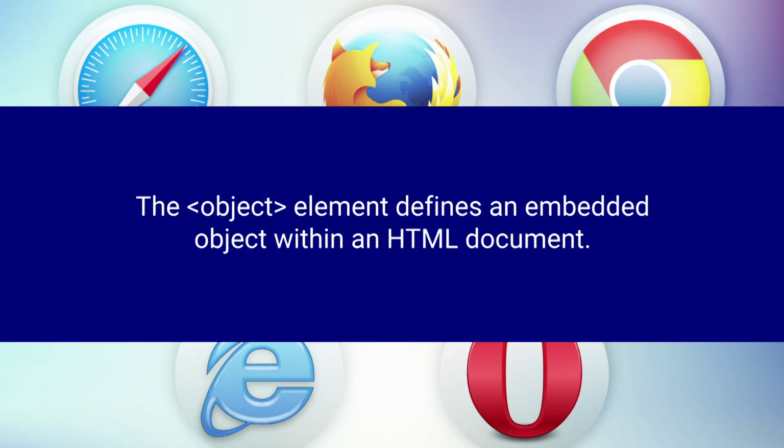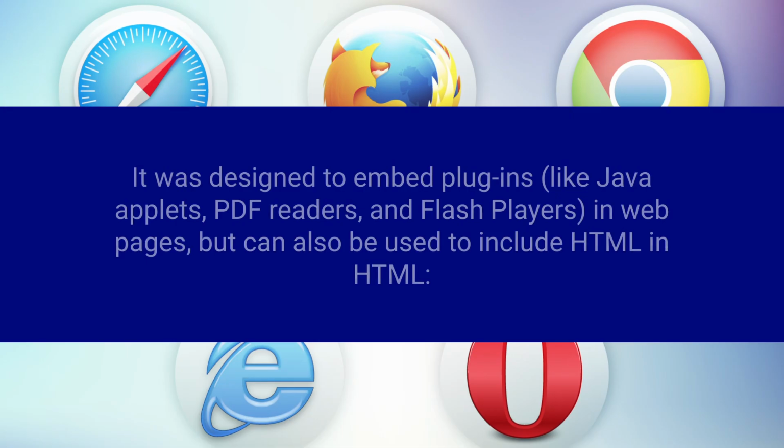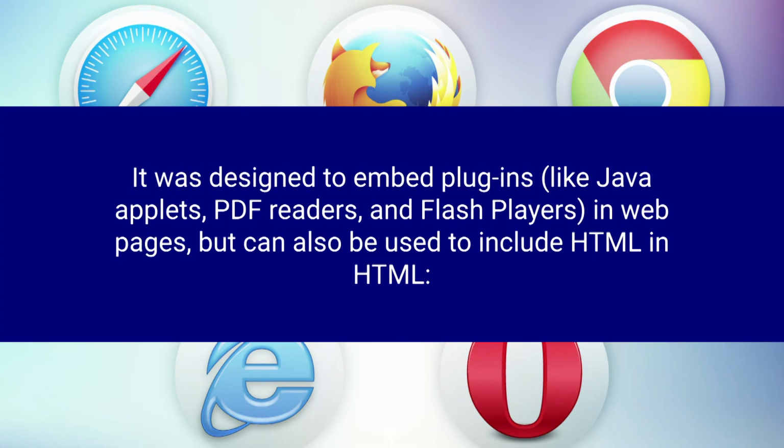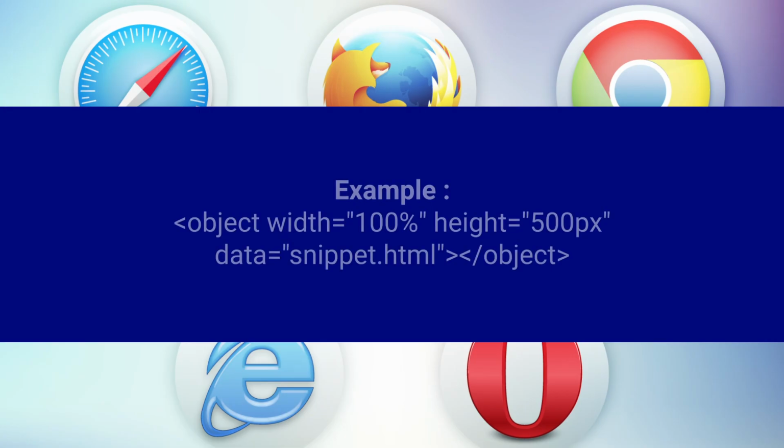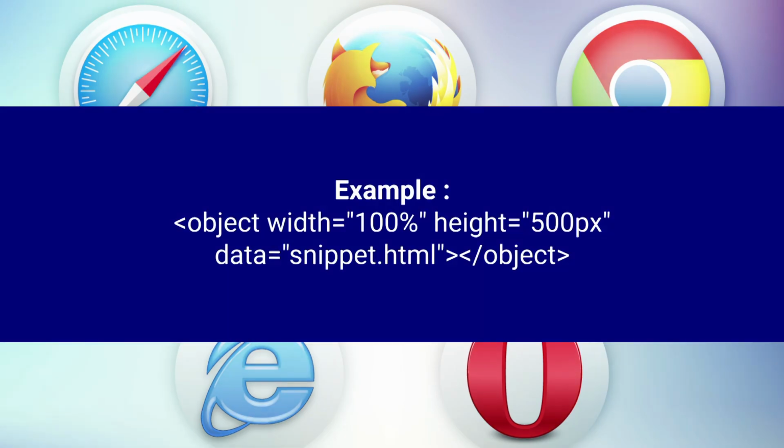The object element defines an embedded object within an HTML document. It was designed to embed plugins like Java applets, PDF readers and Flash players in web pages, but can also be used to include HTML in HTML. For example, the syntax is object width, a number, and height, a number in pixels, then data, which should mention the exact file name of the HTML file, and the end of the object.